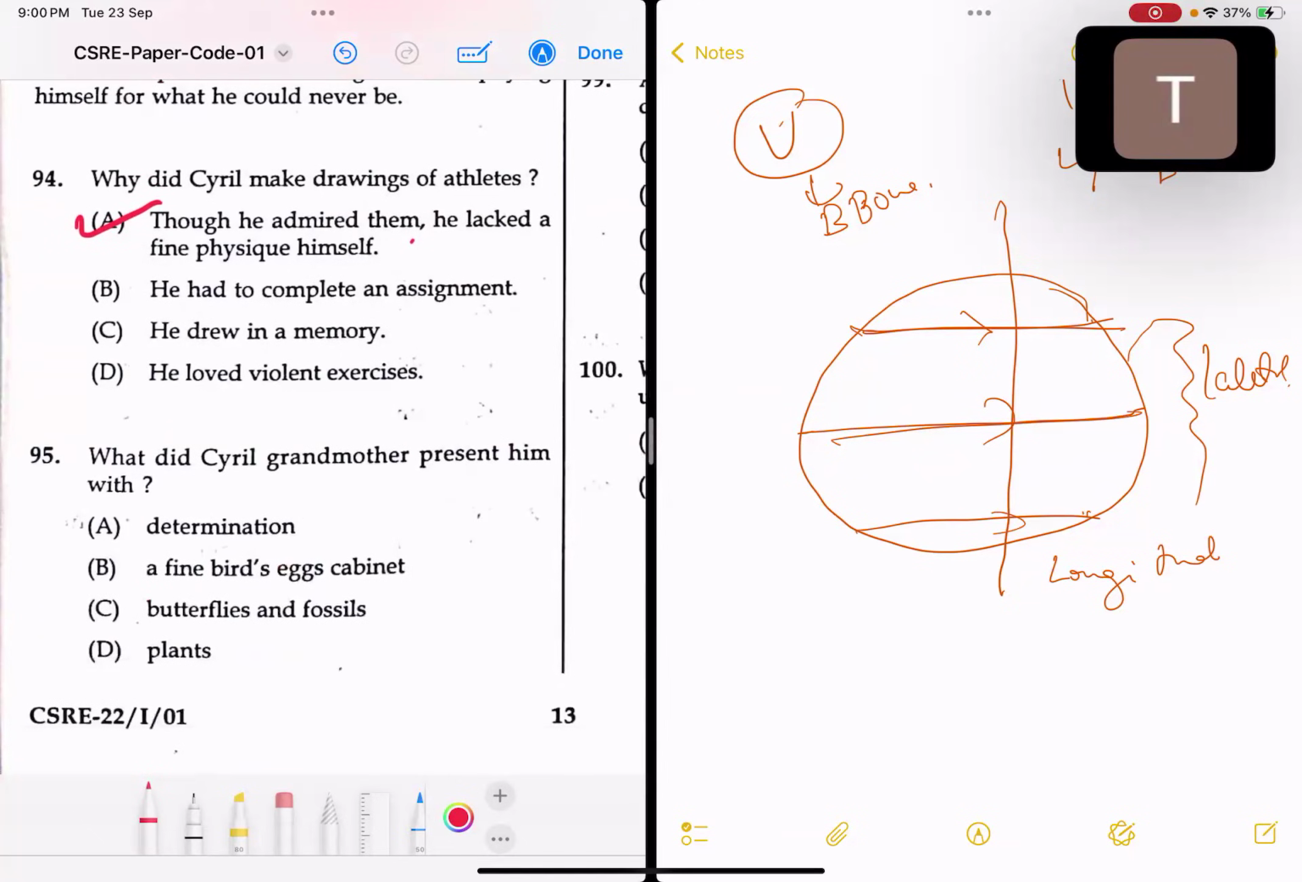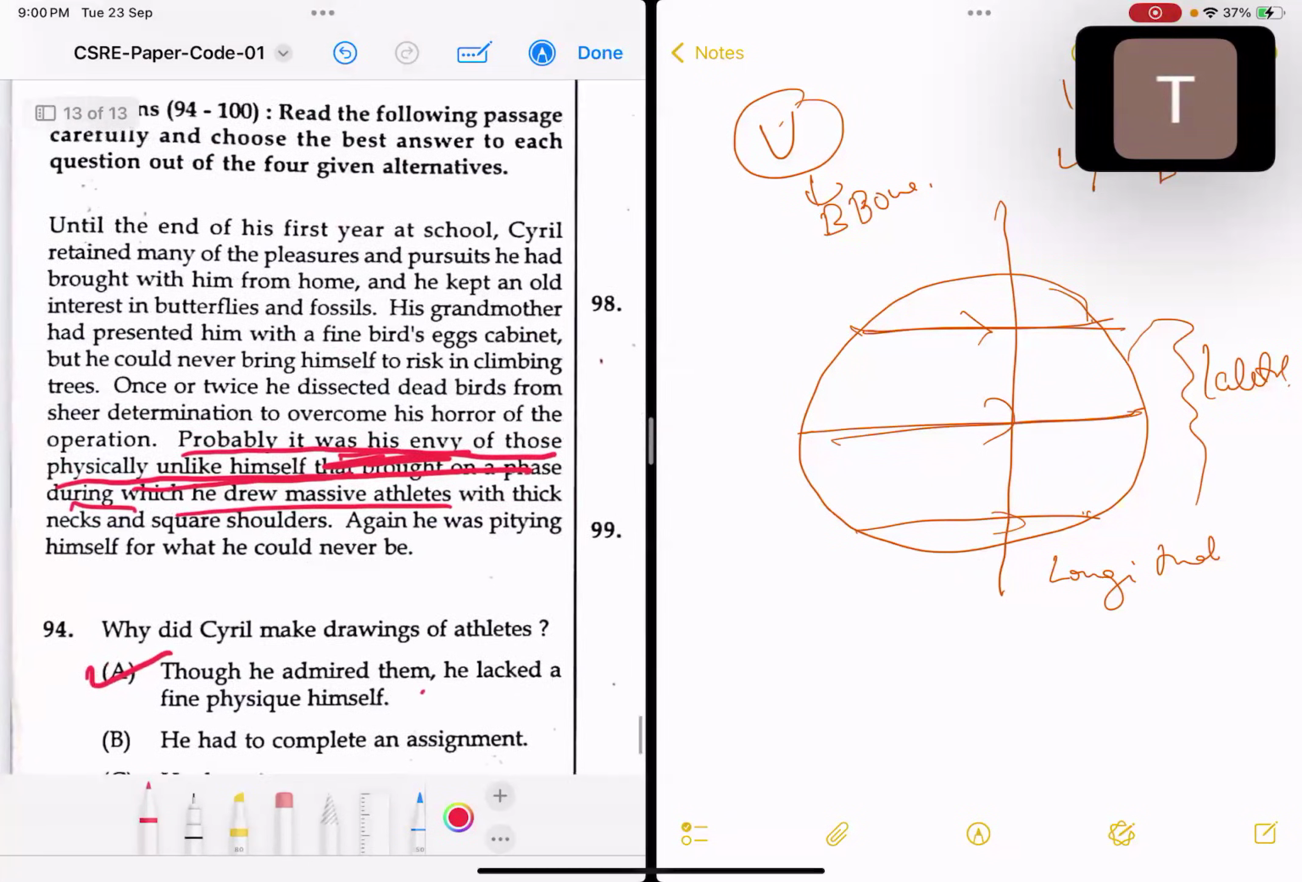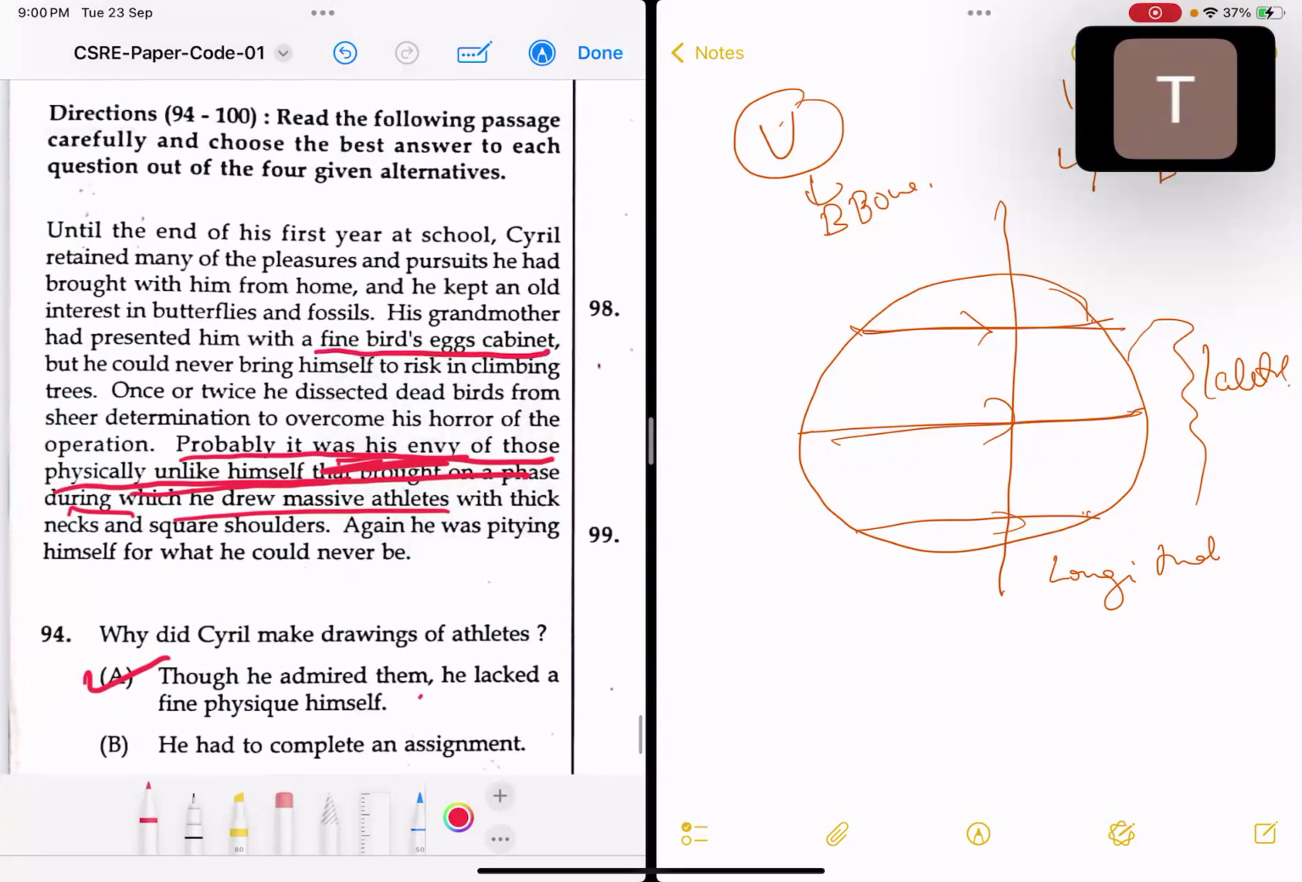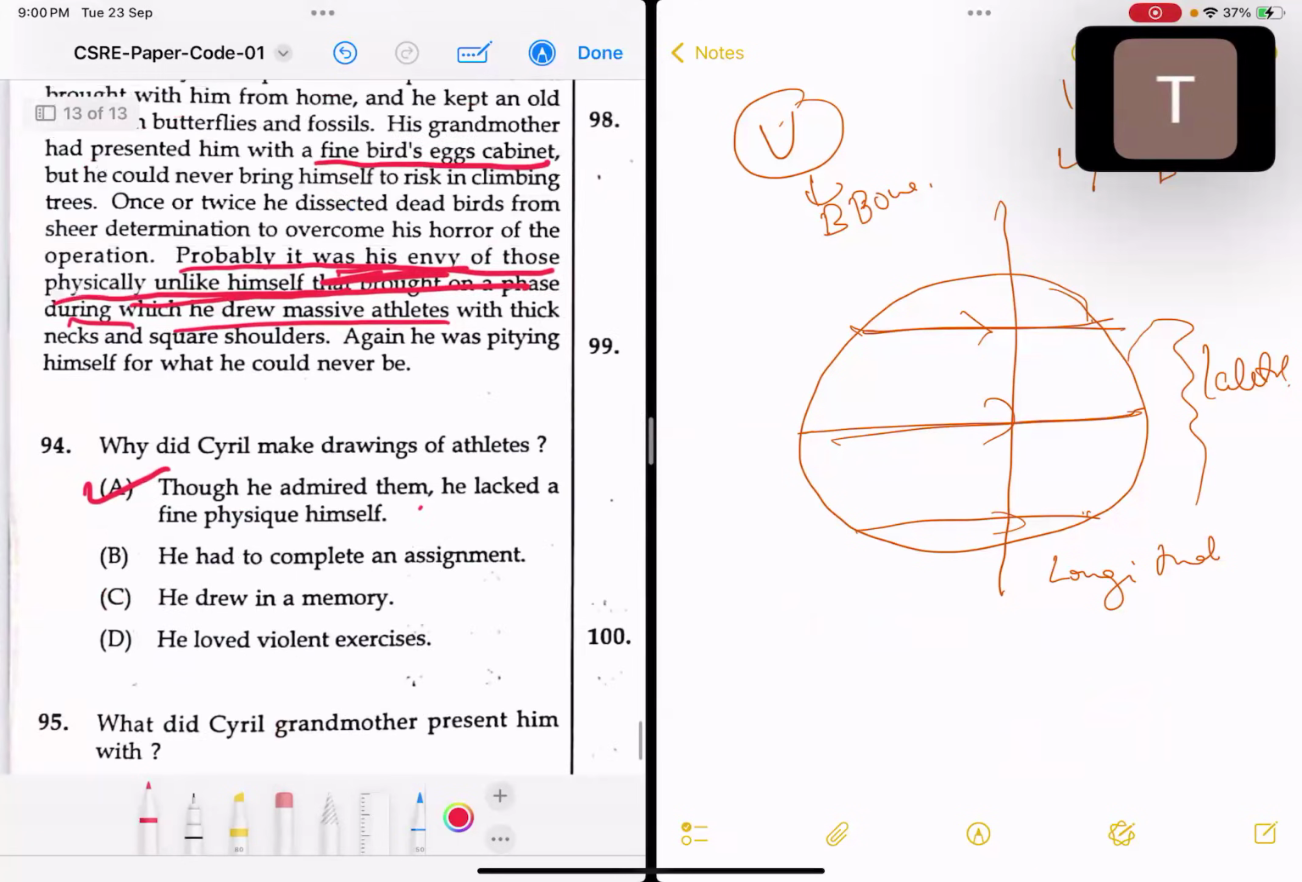Question 95. What did his grandmother present him with? A fine bird's egg cabinet, right? The correct option is B.